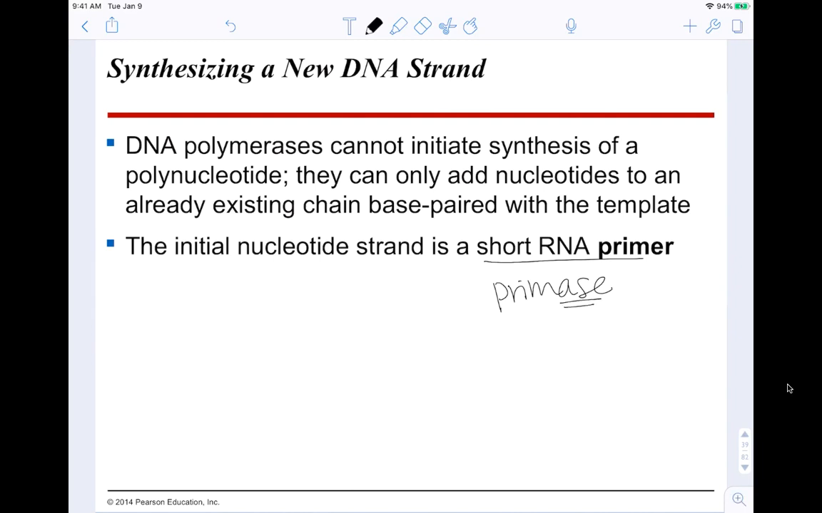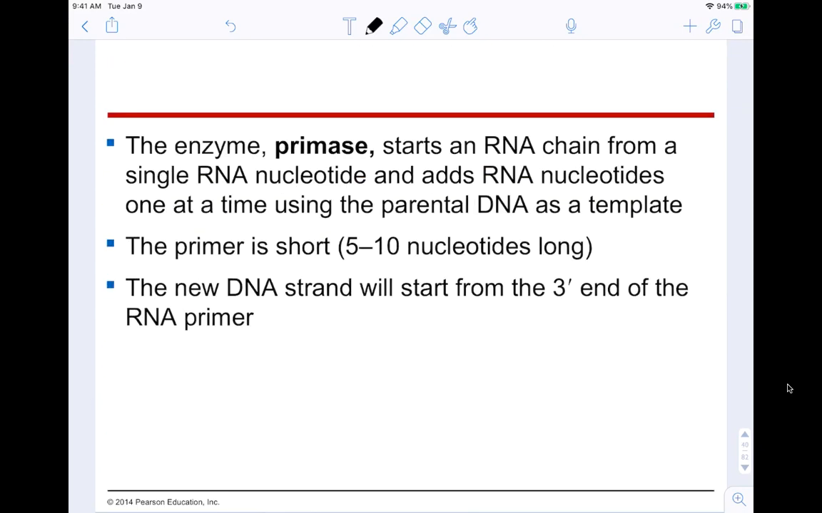ASE tells you it is an enzyme. So the enzyme primase, hey, look at that, starts an RNA chain from a single RNA nucleotide and adds RNA nucleotides one at a time using the parental DNA as a template. The primer is short, typically anywhere from 5 to 10 nucleotides long. The new DNA strand will start from the 3' end of the RNA primer. Okay, so we have the primer that's laid down, and then the DNA will start at the 3' end of the RNA primer.